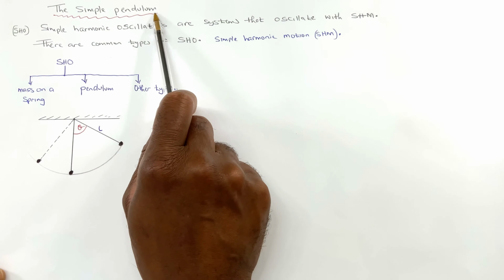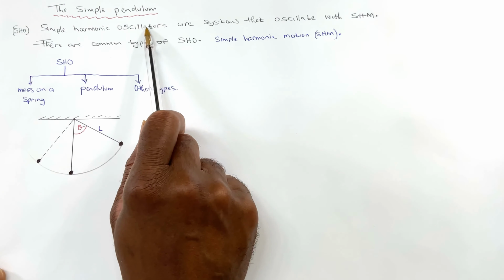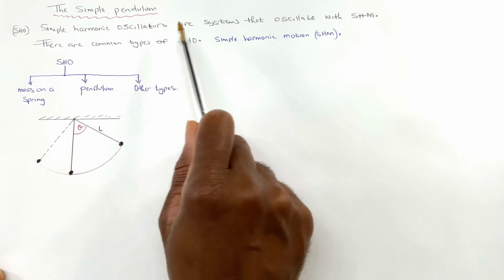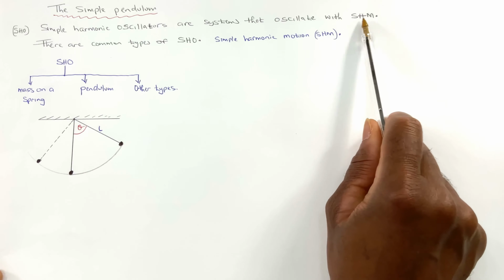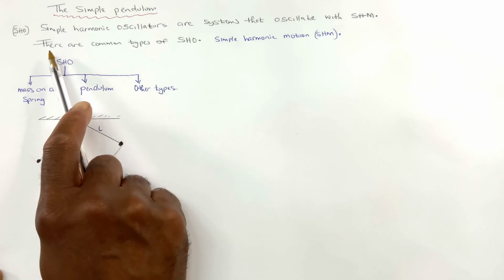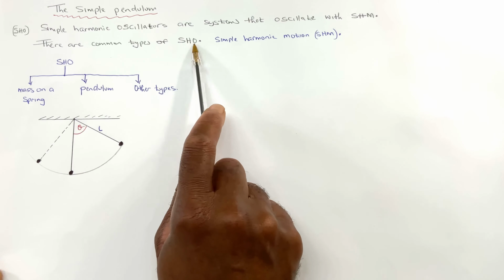The simple pendulum. Simple harmonic oscillators, SHO, are systems that oscillate with simple harmonic motion. There are common types of simple harmonic oscillators.